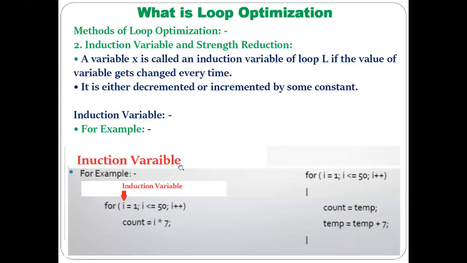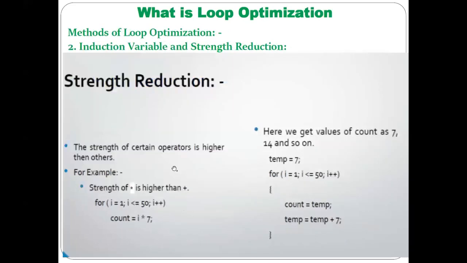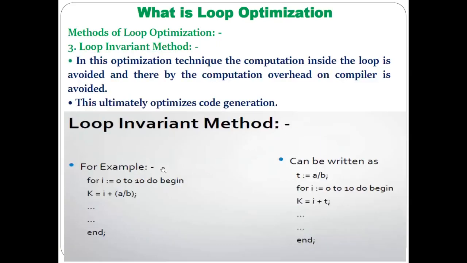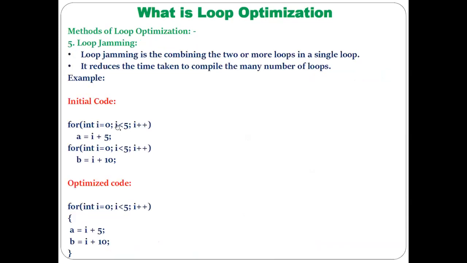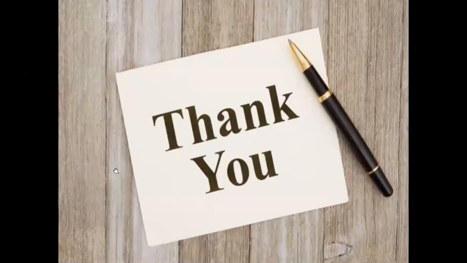Then induction variable and strength reduction, where the compiler replaces the high strength operator with the less strength operator. Then we have the loop invariant method, where we move the loop invariant code outside the loop, from the inner loop, so that the computation overhead gets reduced. Then loop unrolling, where we try to reduce or remove the loop completely if fewer iterations are there. And loop jamming, lastly, where we combine two or more loops into a single loop if it is possible. So this is all about the loop optimization techniques.